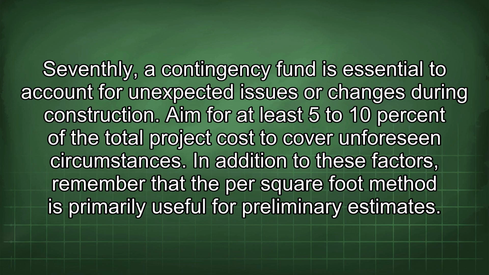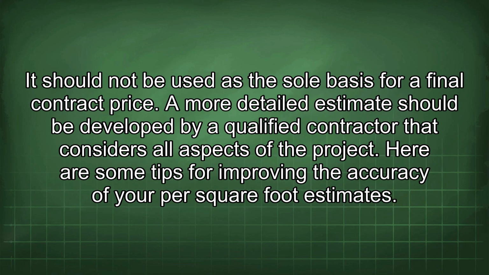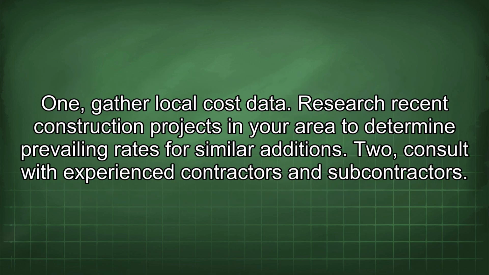In addition to these factors, remember that the per square foot method is primarily useful for preliminary estimates. It should not be used as the sole basis for a final contract price. A more detailed estimate should be developed by a qualified contractor that considers all aspects of the project. Here are some tips for improving the accuracy of your per square foot estimates. 1. Gather local cost data. Research recent construction projects in your area to determine prevailing rates for similar additions.